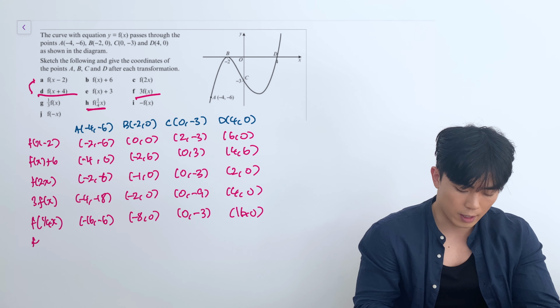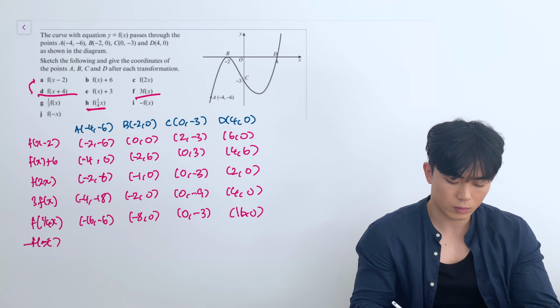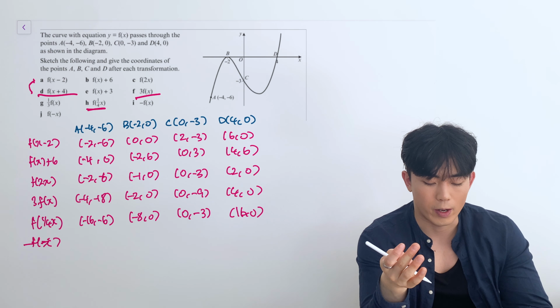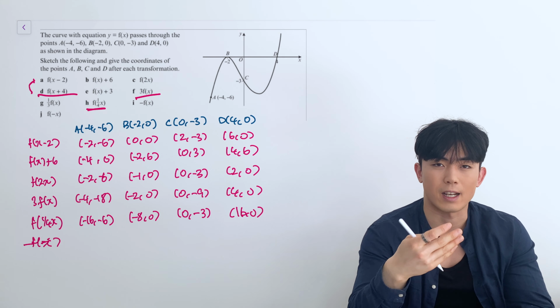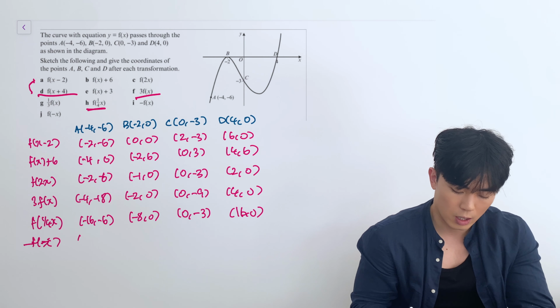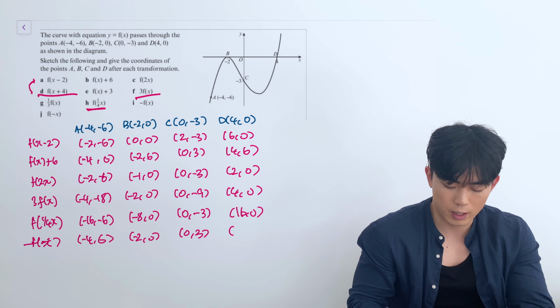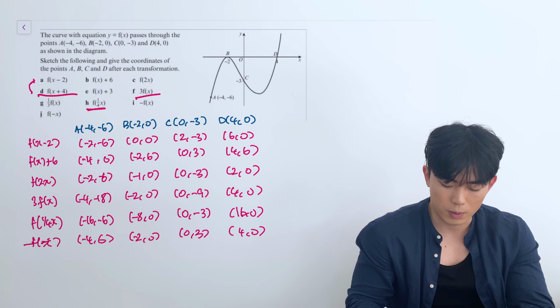And let's try I, so -f(x). The minus is outside the bracket, right? So therefore it's going to affect my y values, and that's going to be a reflection in the x-axis. The y is going to change signs. So we're going to have (-4, 6), (-2, 0), (0, 3), and (4, 0).